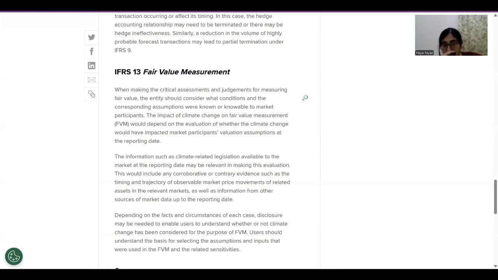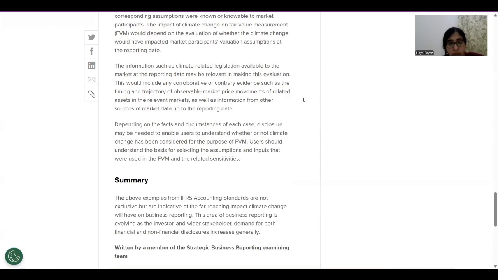Then information such as climate-related legislation is available, maybe relevant in making this evaluation. This would include any corroborated or contrary evidence such as the timing and trajectory of observable market price movements of traded assets in the relevant markets, as well as information from the source of market data after the reporting date.